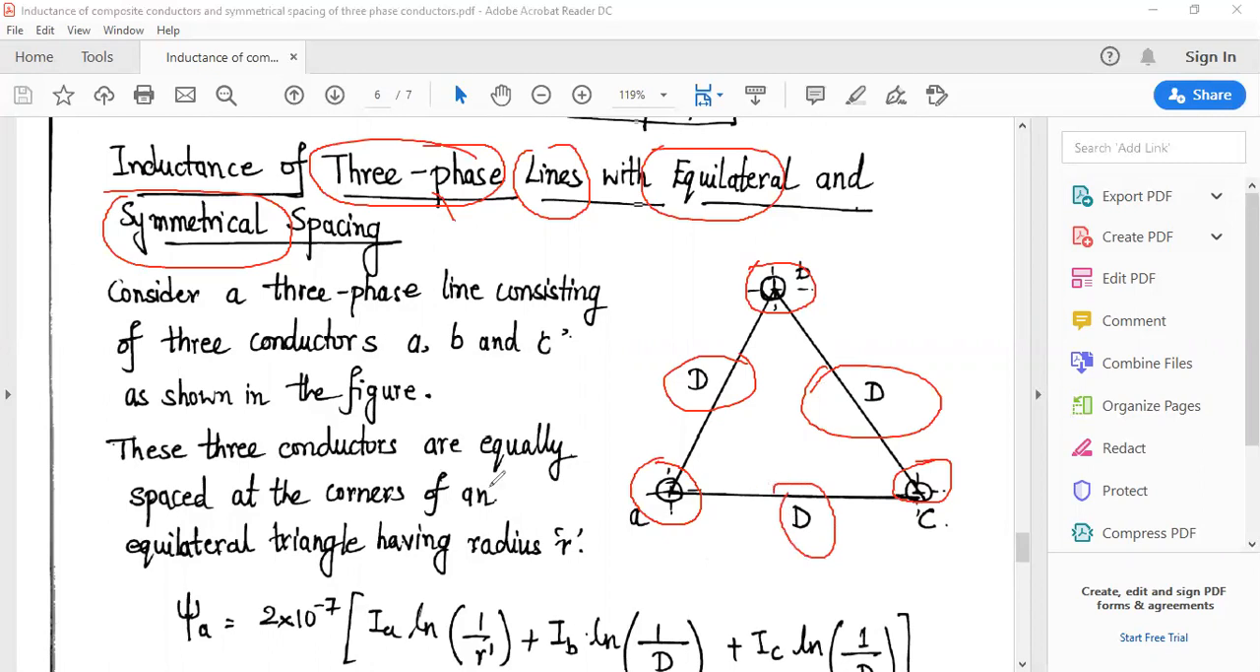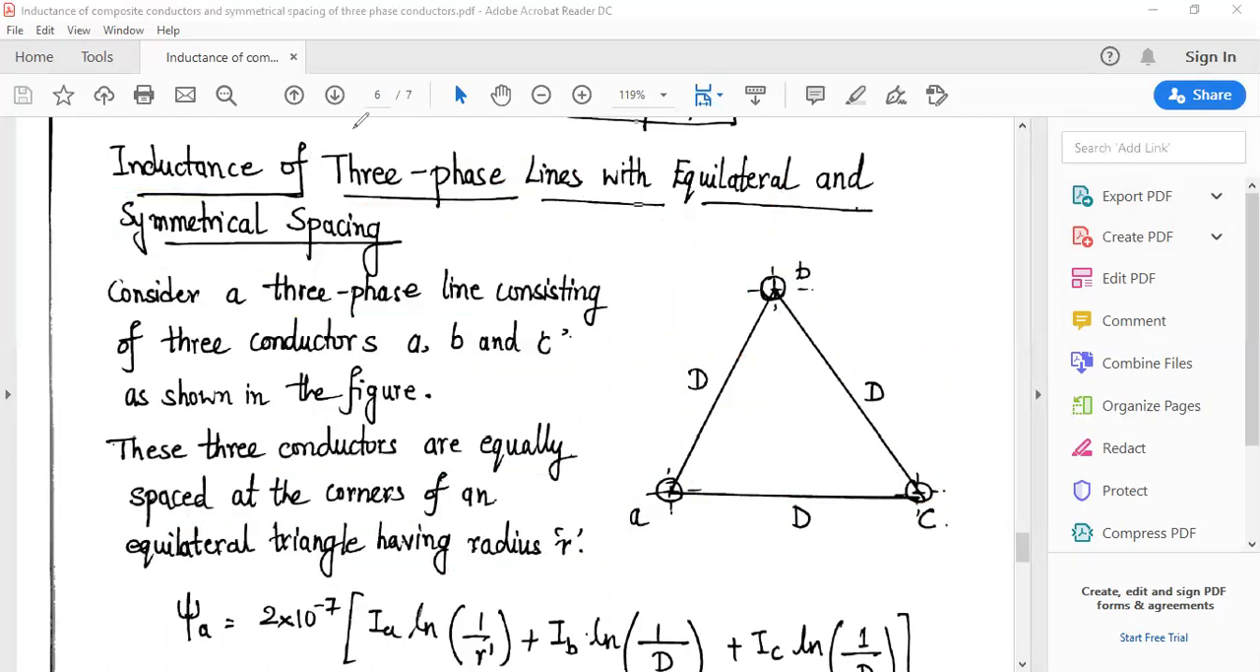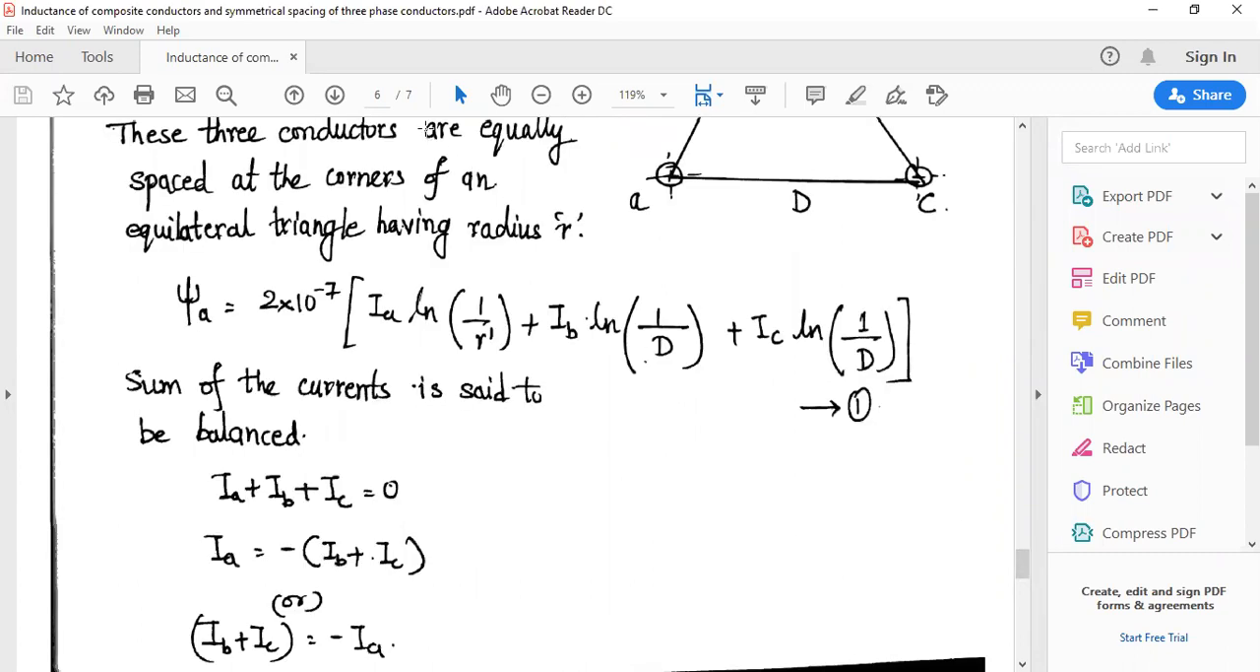So I'll be placing the conductors in such a way that the conductors A, B, and C in a three-phase line are equally spaced at the corners of an equilateral triangle having the radius r. So I need to write the flux linkage with respect to the first conductor. Let me take the first conductor as A, and I can write the flux linkages of conductor A. Here we assume a balanced system for our analysis. 2 into 10 power minus 7 IA into ln of 1 divided by r dash. So this one is 1 divided by r dash.